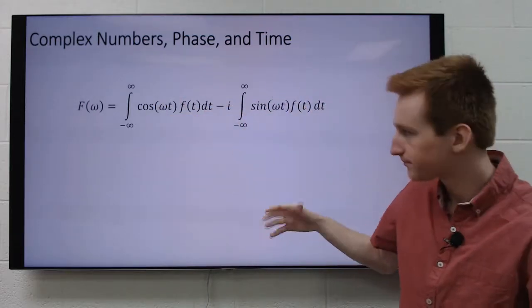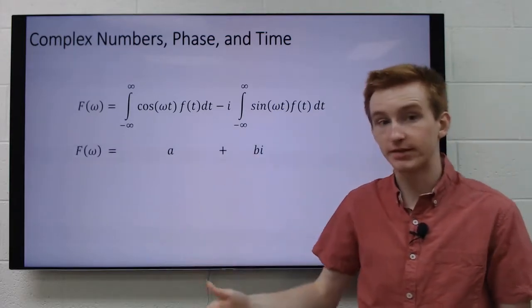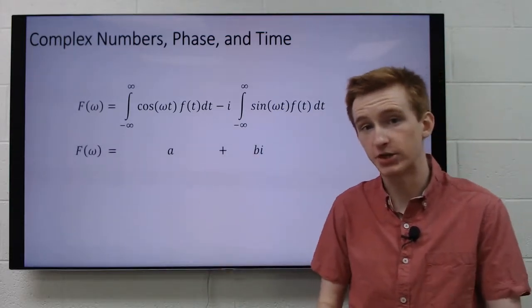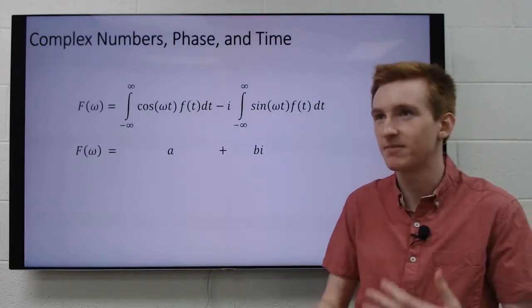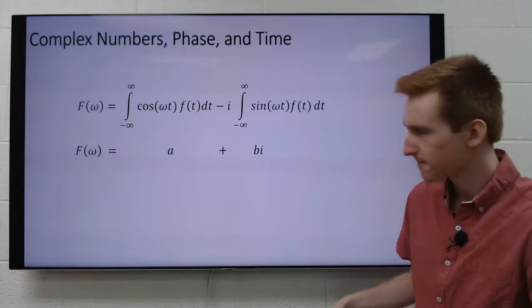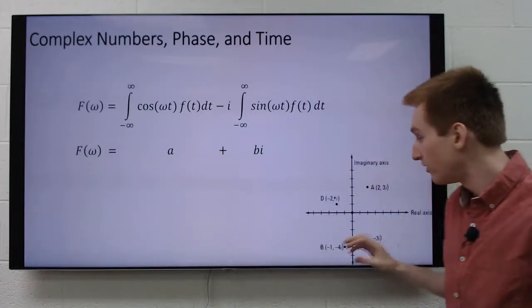A plus bi. And so the question is, how do we plot this? We want to be able to plot f of omega and see how it changes in time, because we've seen certain things that imply that maybe we can get some useful information out of it. And so how do you plot complex numbers?